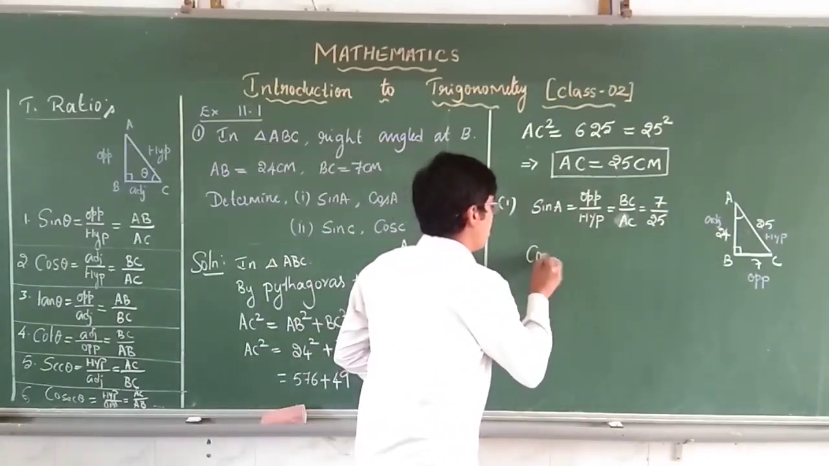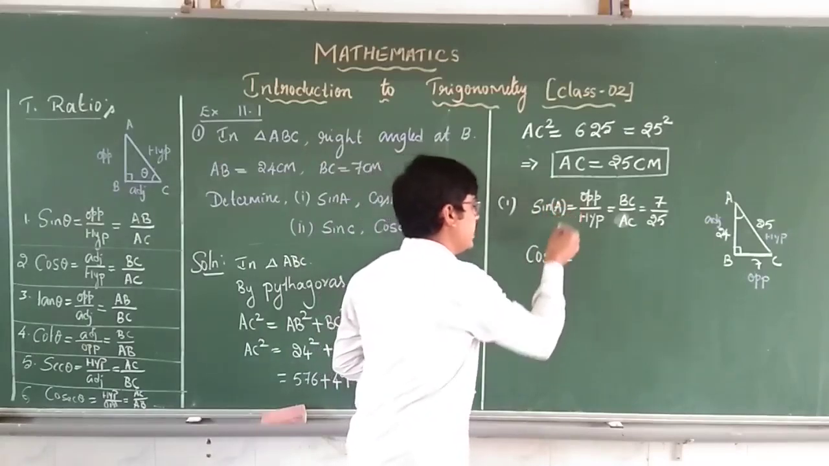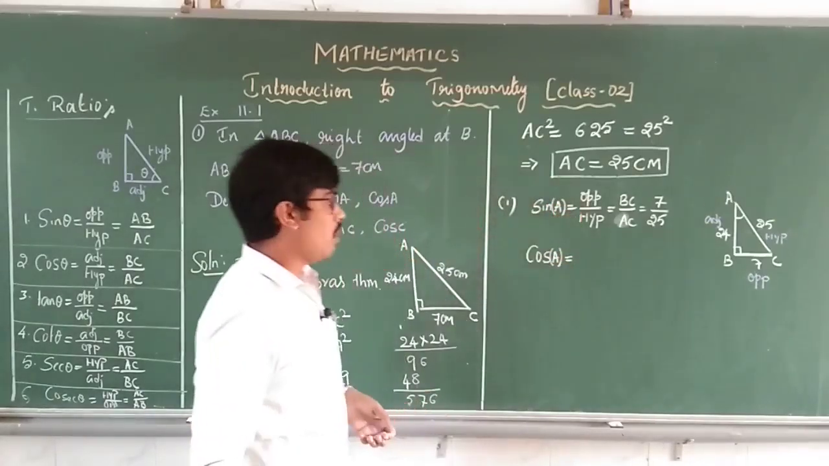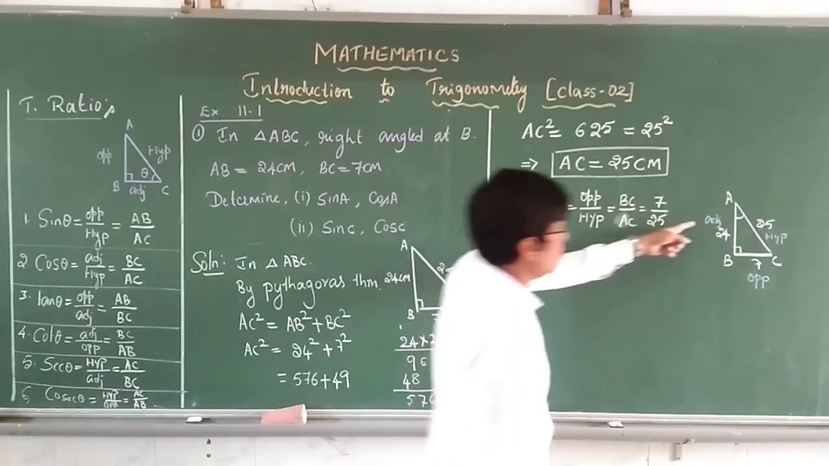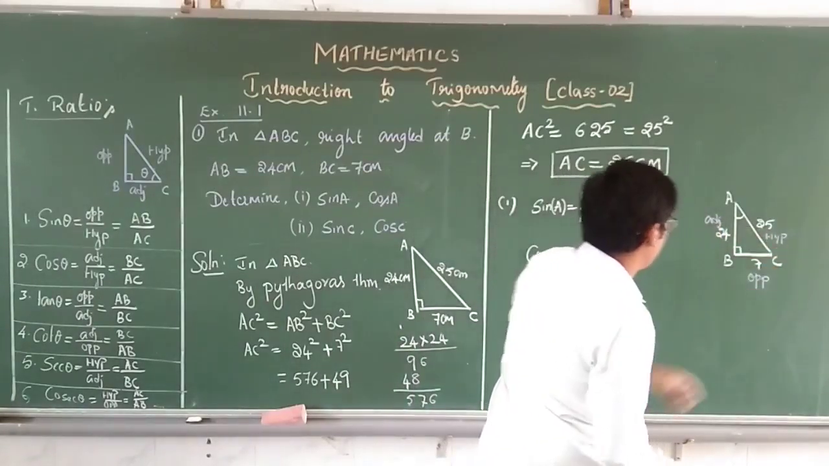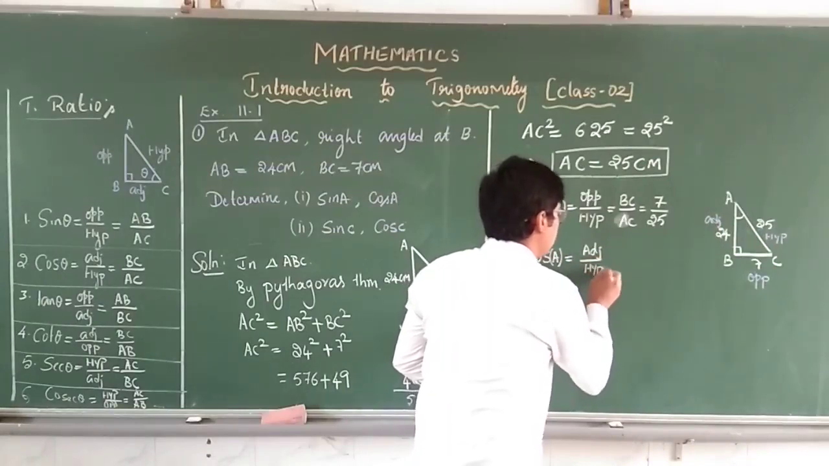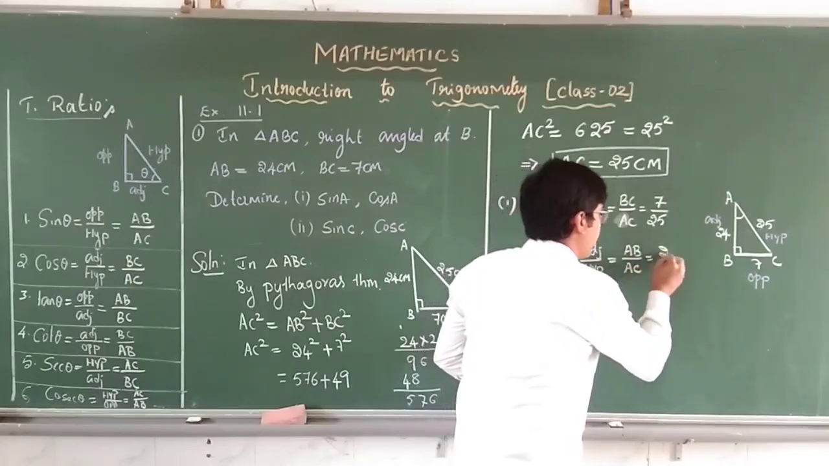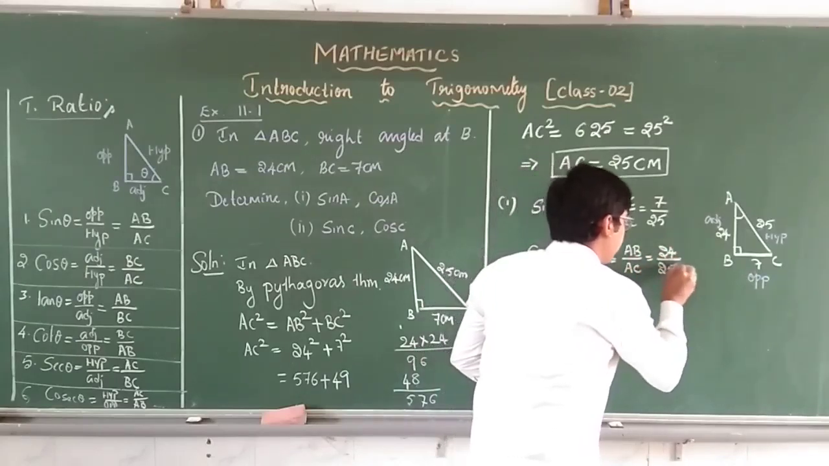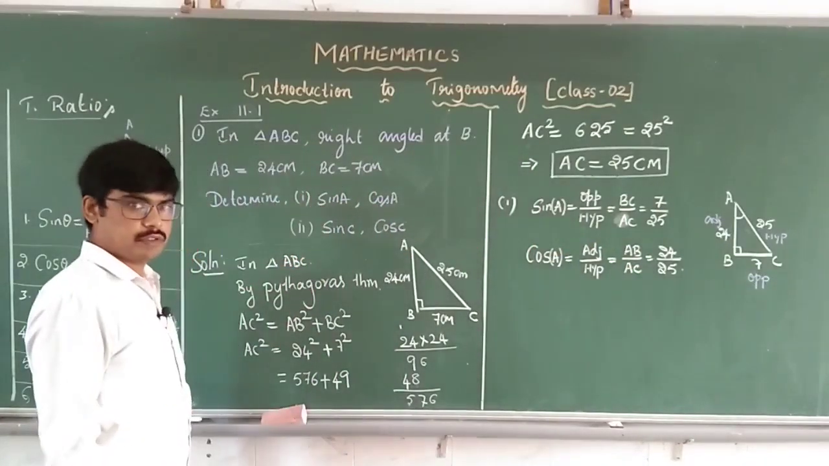Next I need to find cos A. What is the definition of cos of acute angle A? We know cos is the ratio of adjacent to hypotenuse. So adjacent to hypotenuse, this is equal to AB divided by AC. It is nothing but 24 divided by 25. So these are the required results for the first problem.